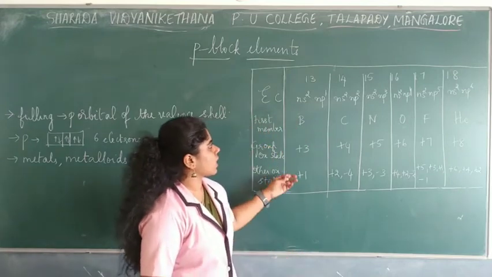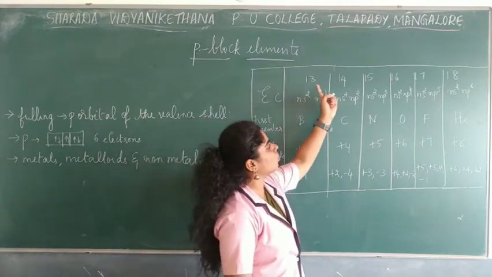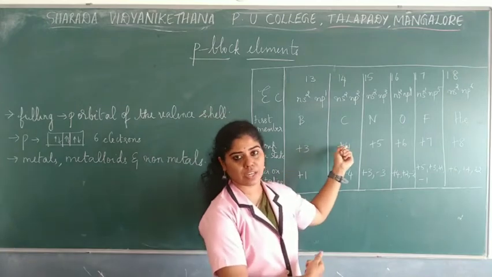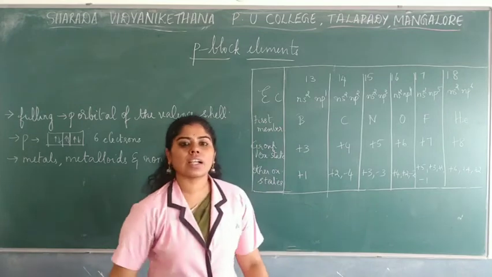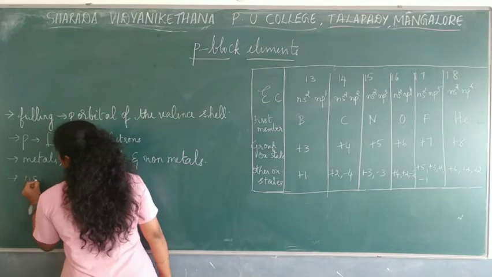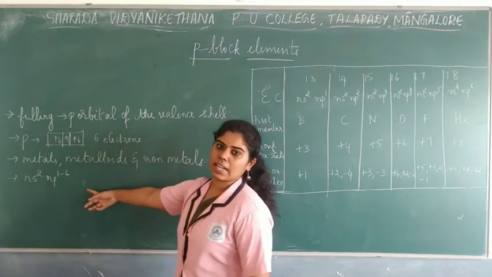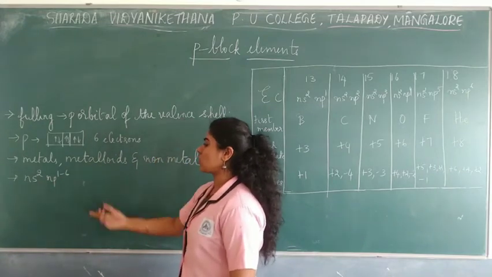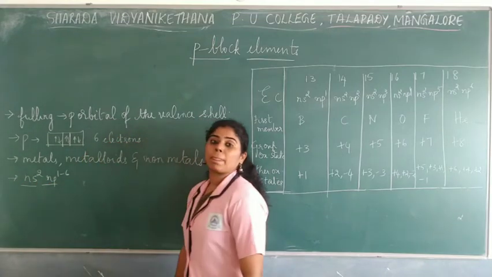Now if you see this particular table, you see that group 13 to group 18 are all called p block elements, because the last electron goes to the vacant p orbital. The general electronic configuration for p block elements is ns2 np1 to 6. So 6 electrons can be filled in the p shell, and we write the electronic configuration as ns2 np1 to 6.